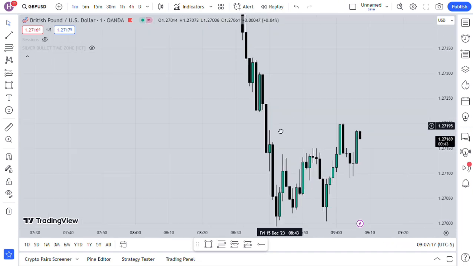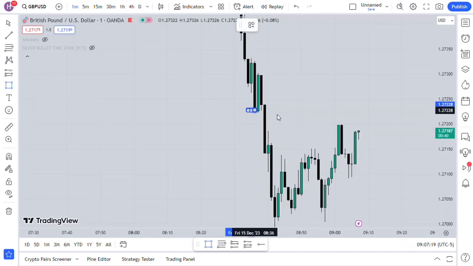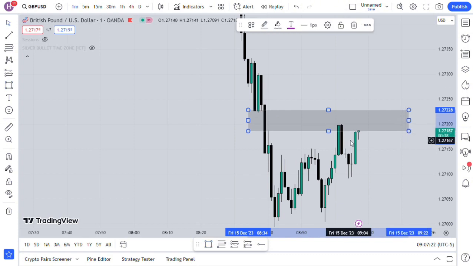Selling. And as you can see, this is another fair value gap which the market is retracing to.